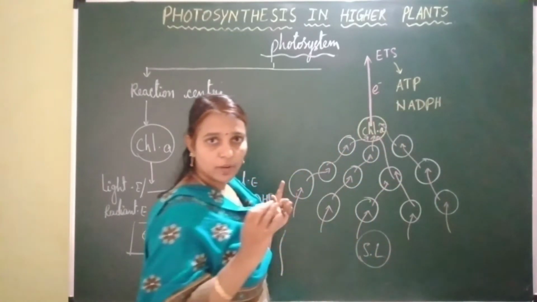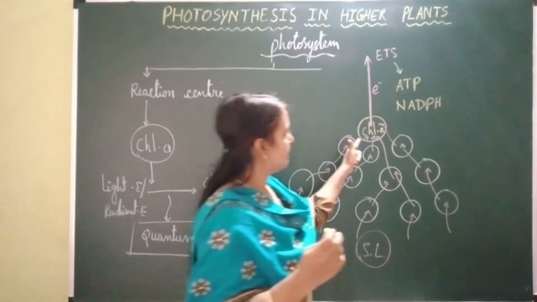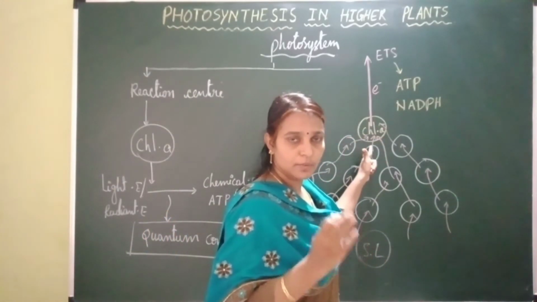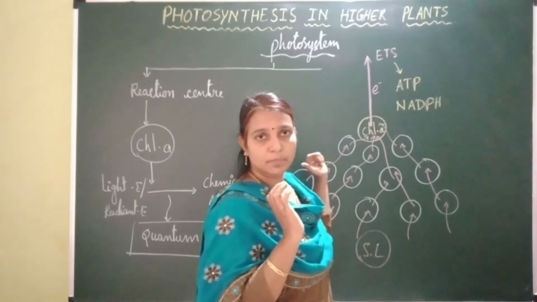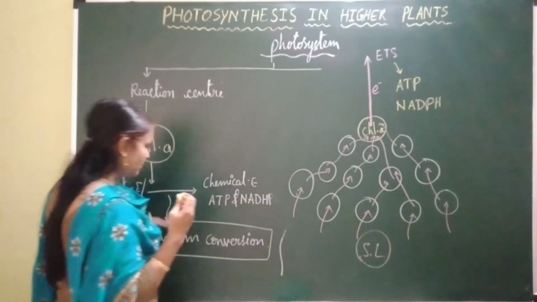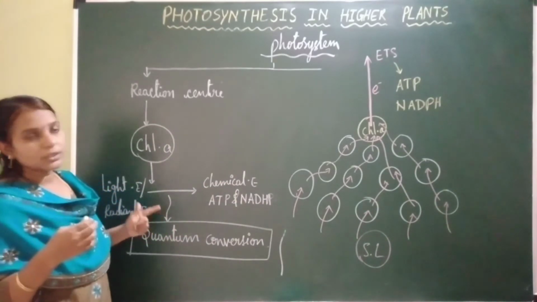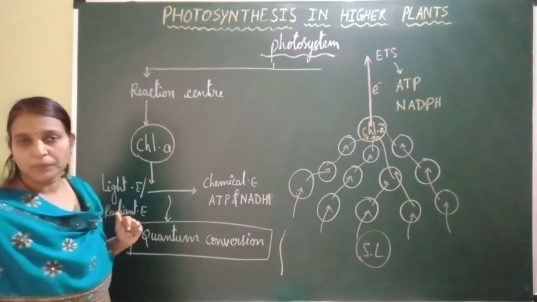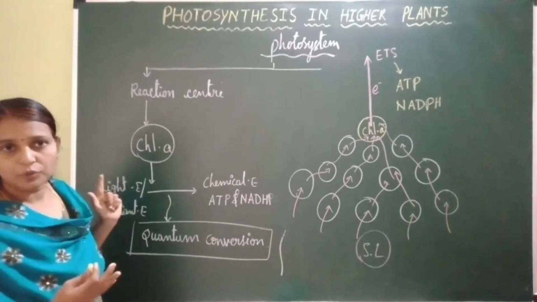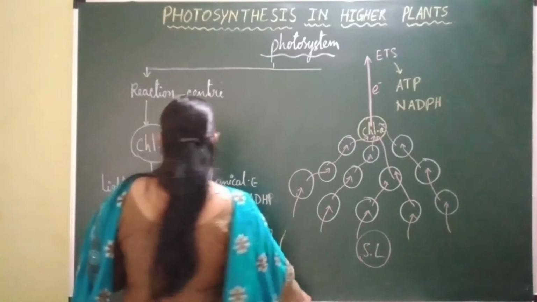This conversion of light energy into chemical energy by the activity of this chlorophyll A, which is forming the reaction center and is nothing but the primary photosynthetic pigment, is called quantum conversion. So this is all about the two components of photosystem and the function of this photosystem. Now let's study the differences between photosystem 1 and photosystem 2.